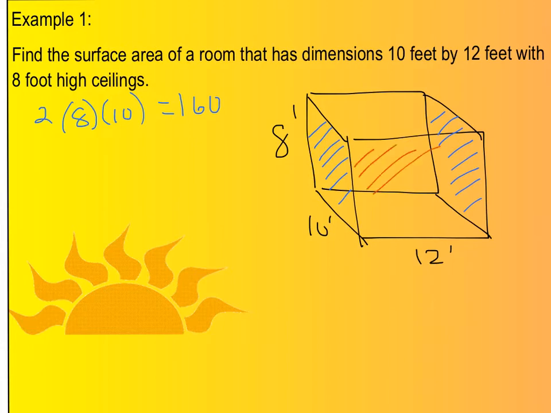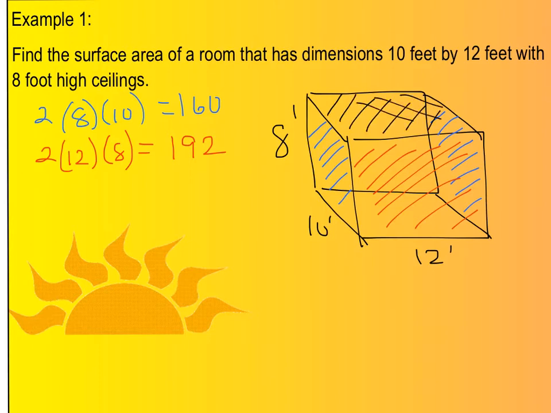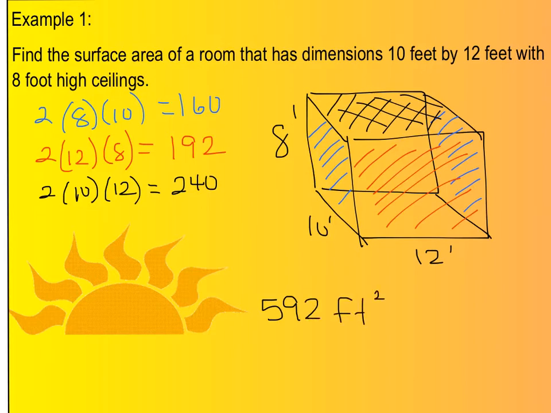Now I'll deal with the front wall. The front wall has dimensions of 12 by 8. I notice that the front and back wall have the same dimensions, so I'm going to go ahead and multiply that by 2 for a total of 192 square feet. Now we'll get to the ceiling. The ceiling has dimensions of 10 by 12. The floor is the same size, so I have two of them, for a total of 240 square feet. To find my total surface area, I'm going to add all of those together for a total of 592 square feet of surface area.